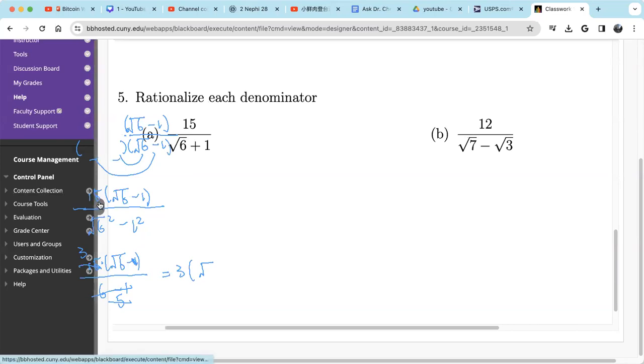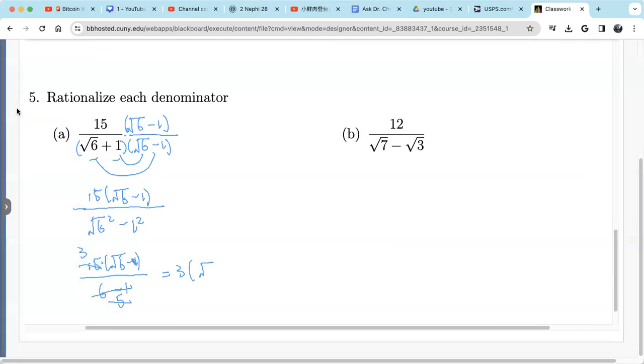I don't want that. I want my pencil back. Yeah. So square root of 6 minus 1. And that's it.